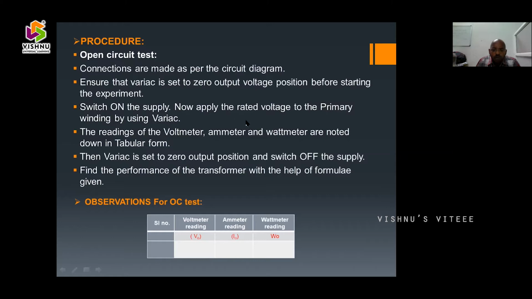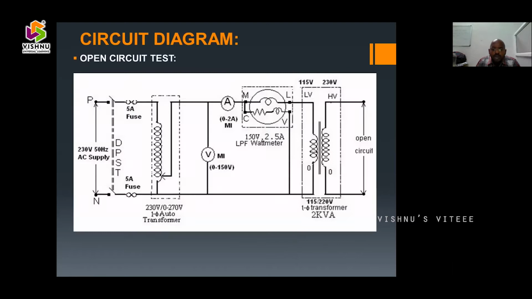Now apply the rated voltage on the primary side of the transformer using the variac. How much rated voltage is maintained on the LV side of the transformer? This is the LV side of the transformer, and the rated voltage is 115 volts. The auto transformer pointer is at minimum position.